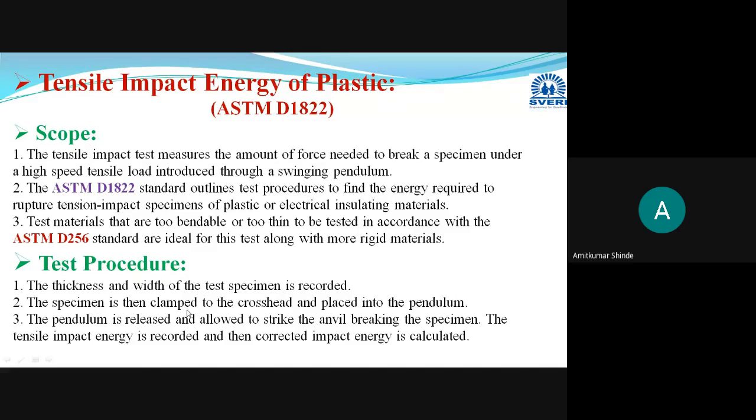Then the specimen is clamped to the crosshead. Crosshead is nothing but the anvil. Okay, there you have to fix that specimen, and then the pendulum is released and allowed to strike to break the specimen, and the tensile impact energy is recorded. Okay, so this will be the test procedure.